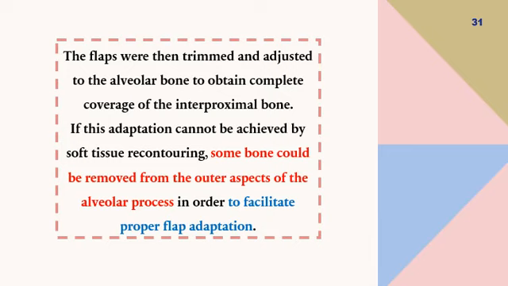If this adaptation cannot be achieved by soft tissue recontouring, some bone could be removed from the outer aspects of the alveolar process in order to facilitate proper flap adaptation. But generally, we do not remove any bone in Modified Widman Flap. We only remove a little bone at the end of the surgery, only if we cannot obtain complete adaptation in the interproximal area.